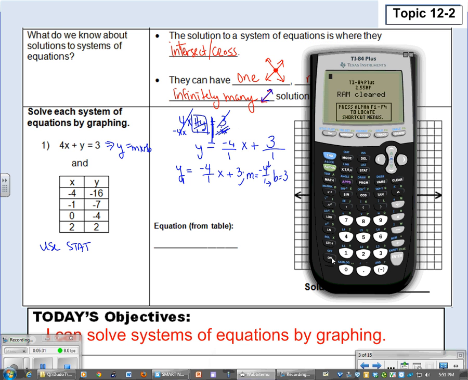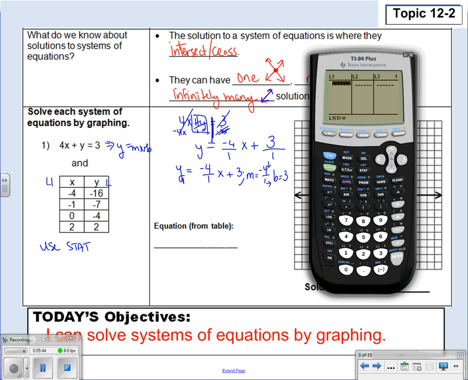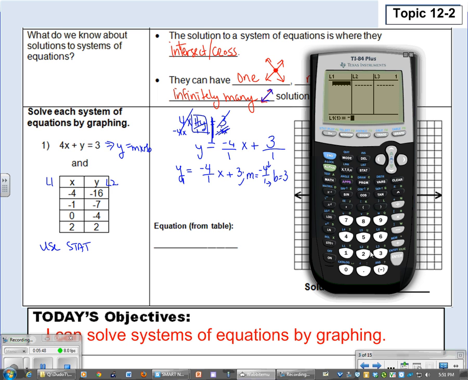We're going to turn the calculator on. Hit your stat button, and we want to edit what's in our list. Remember, our X goes in our L1 and our Y goes in L2. So in X, we're going to put -4, -1, 0, and 2. Let's press enter after each number.